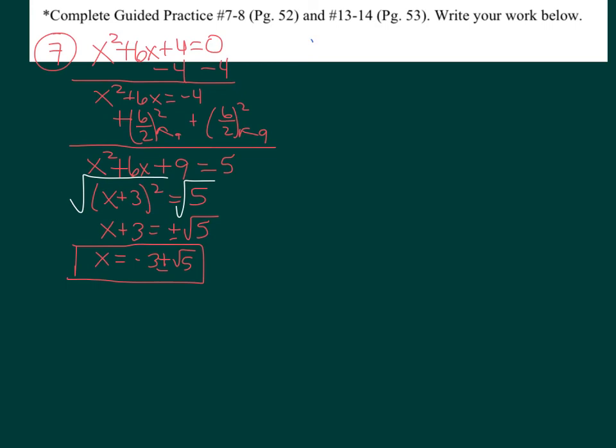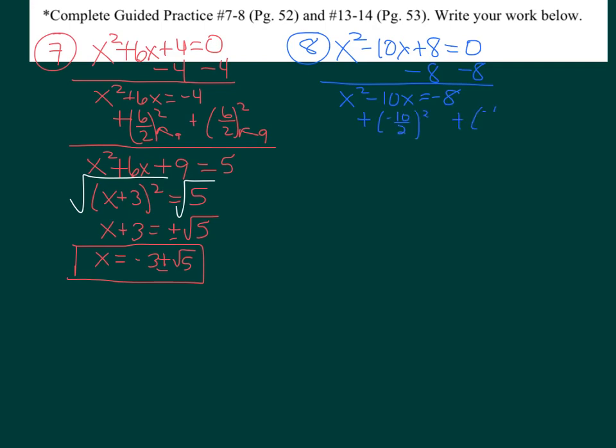The next guided practice problem, number 8, they gave you x squared minus 10x plus 8 equals 0. Again, the a value is 1, so I move right on to moving my constant to the other side. So it's x squared minus 10x equals negative 8. I'm going to take half the coefficient of x, square it, and add it to both sides. Well, half of negative 10 is negative 5, squared is 25, so I'm really adding 25 to both sides.